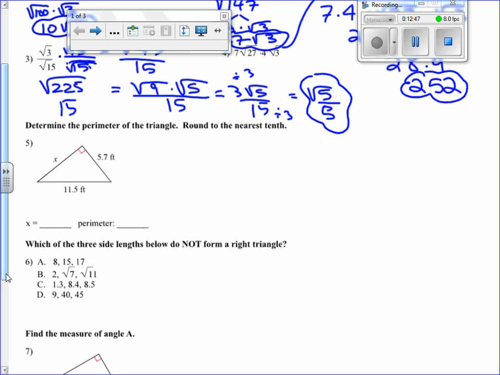You should put your phone away. So can I add all the sides together yet? No, why? I'm missing a side. So how am I going to find that side? Pythagorean theorem. A squared plus b squared equals c squared. Leg squared plus leg squared equals hypotenuse squared.